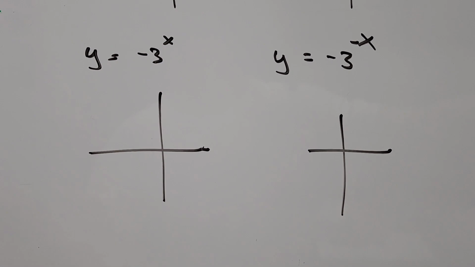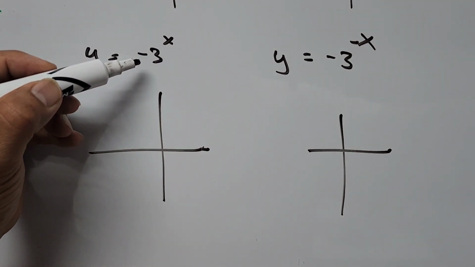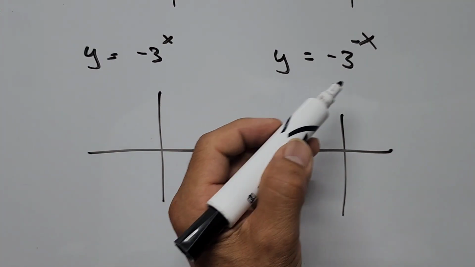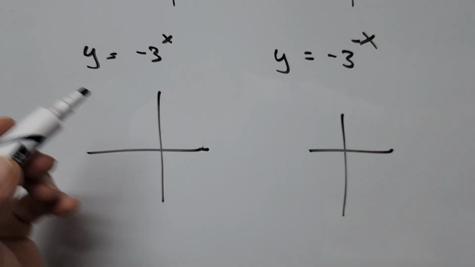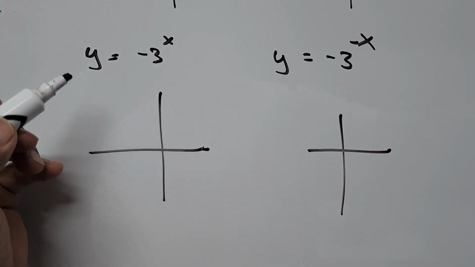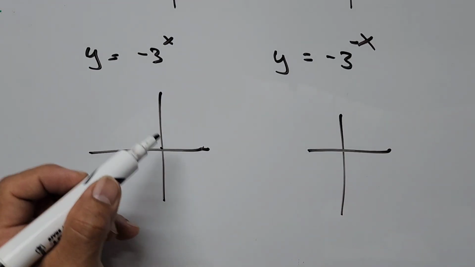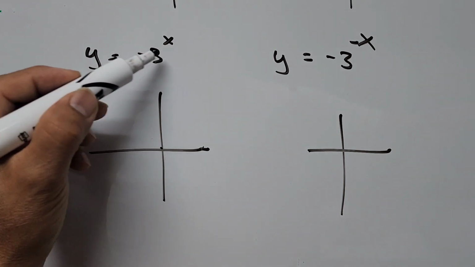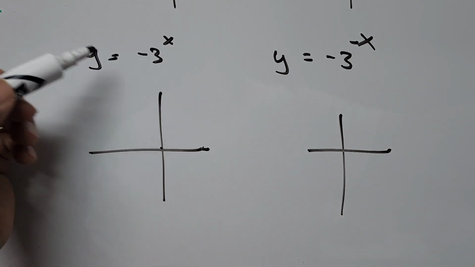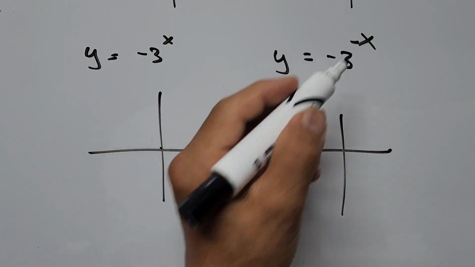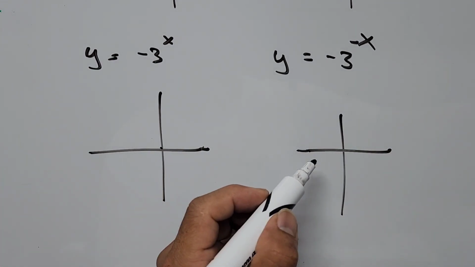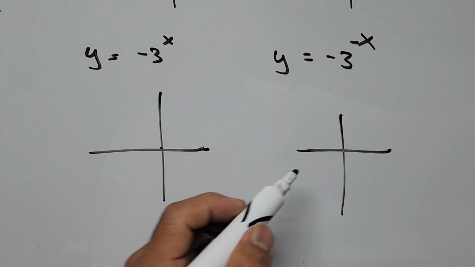So what about these two? y = -3^x, and y = -3^(-x). Here, once again, the asymptote is the x-axis. There's no other number that follows this exponential term right there. Same thing on here, so the horizontal asymptote is the x-axis.